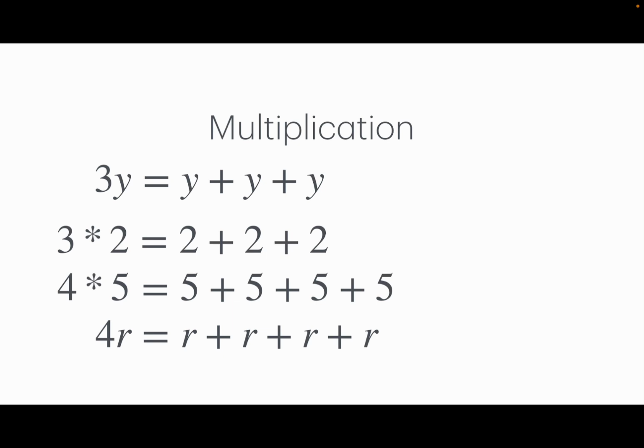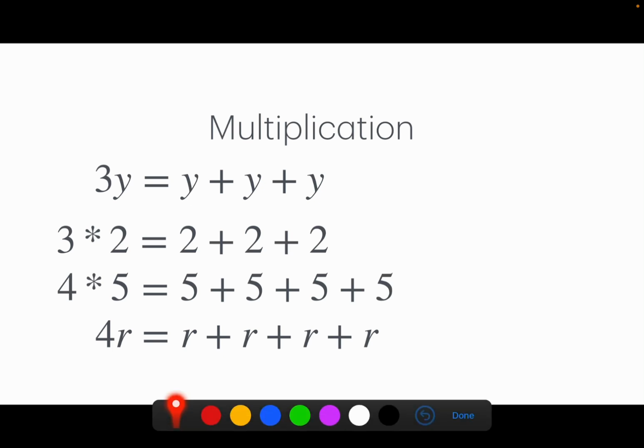If we look at multiplication in a term, what does 3y mean? It means that we have 3 y's and they're being added together. Now, if we look here, 3 times 2 means the same thing. We have 3 2's being added together. That's what multiplication is, repeated addition. Here we have 4 times 5, which again is 4 5's being added together. And lastly, another example, 4r, means we have 4 r's.